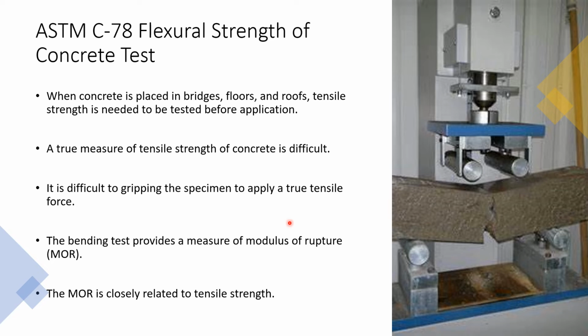So a true measure of the tensile strength of concrete is very difficult. So even though we're testing, we're not getting the true measurement of your tensile strength, okay? Because it's really difficult to grip the specimen to apply a true tensile force. So we can't get the force right. Therefore, we can't get the true value of tensile strength, but we can get an approximation, okay? And that's good enough. So the bending test provides a measure, and we're looking at the modulus of rupture, MOR. We have already seen this before. So the MOR is closely related to, again, the tensile strength.